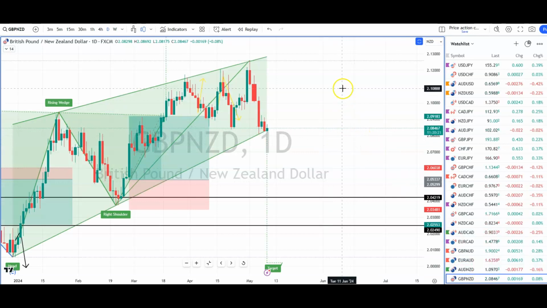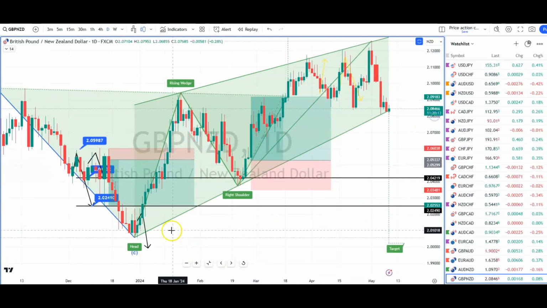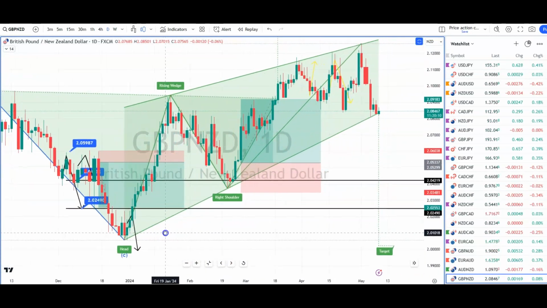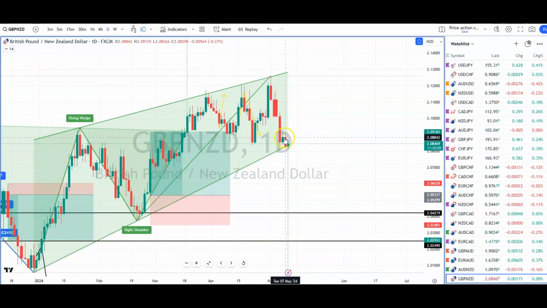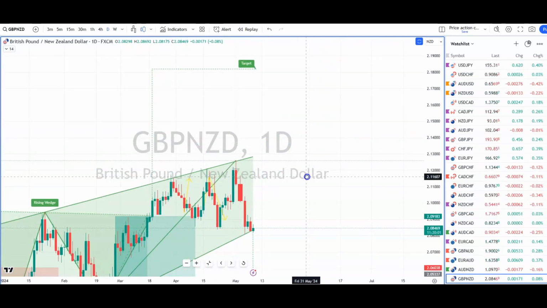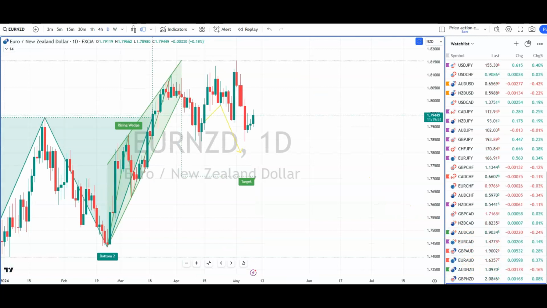Pound New Zealand, this is interesting, isn't it? Coming down to the bottom of this wedge formation, rising wedge as they call it. We do have a head and shoulders pattern, left shoulder, right shoulder, head. So if this price holds on to this area and we get clues to actually where it's going to go next, we are going to have a much bigger target here of 21818. Euro New Zealand, similar but not as good.